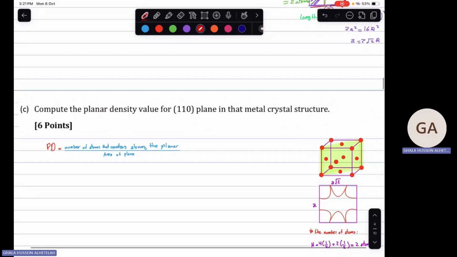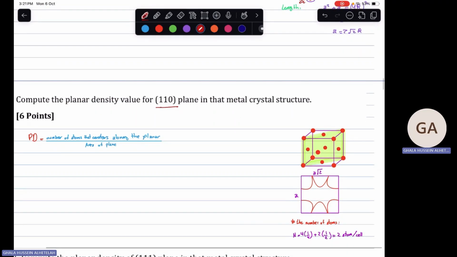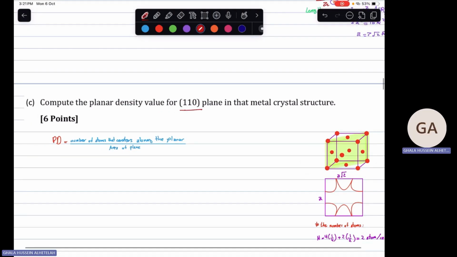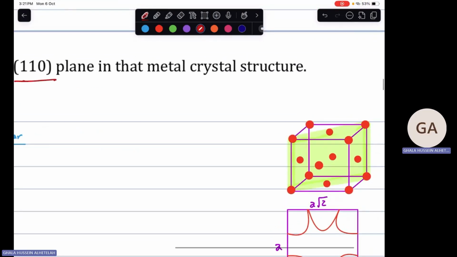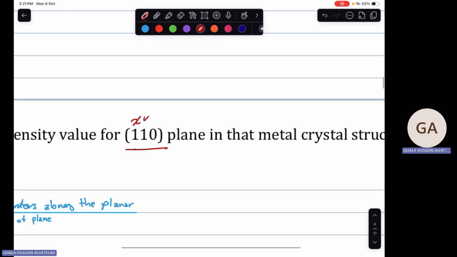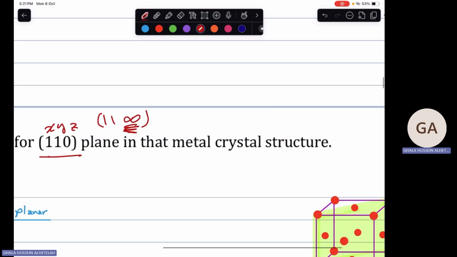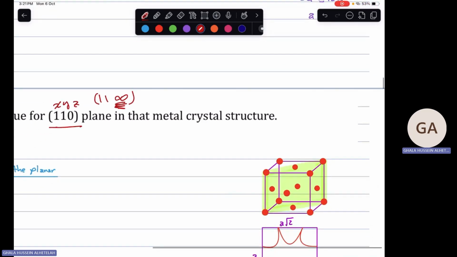Okay, in this question he needs us to find the planar density for the 110 plane of the metal crystal structure. Okay, what we can do is just draw the plane. Okay, he gives us 110, which means this is for x, y, z. Okay, take the reciprocal, it is going to be 1, 1 and infinity. So it is parallel to the z-axis. It does not cross it, never.